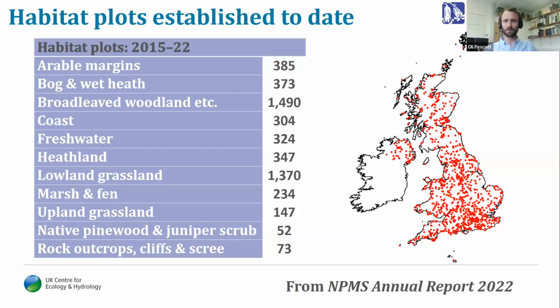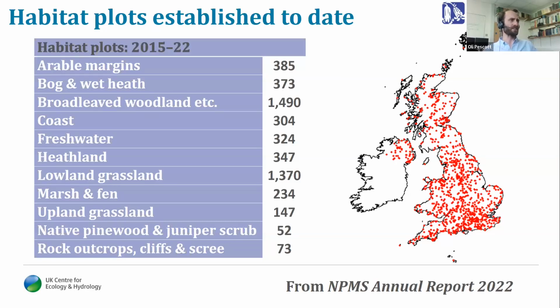So, we're doing pretty well, and we're over 1,000 plots for broadleaf woodland, which includes hedges, and lowland grassland, which is all the types of semi-natural grasslands, and quite a lot of the second tier habitats, which are either more regionally distributed, like arable margins, more in the south and the east on the whole, bog and wet heath, obviously more in the north and the west, the coast, obviously a linear feature, so not going to be picked up as much by a random selection of plots. Freshwater, again, often of limited area in a square, and sometimes hard to access as well. Heathland.